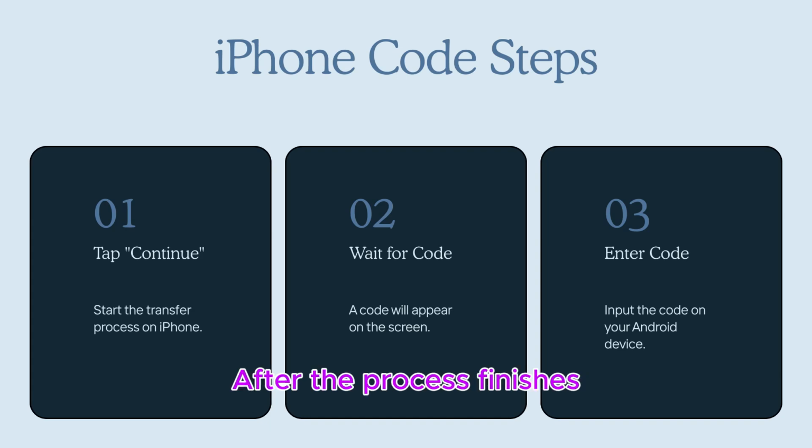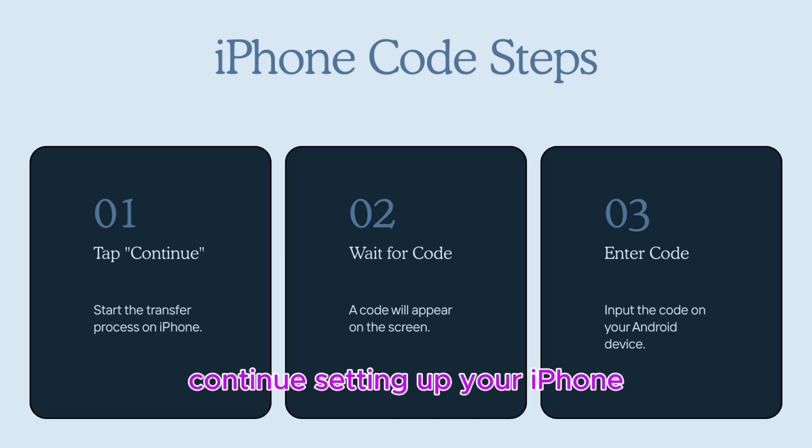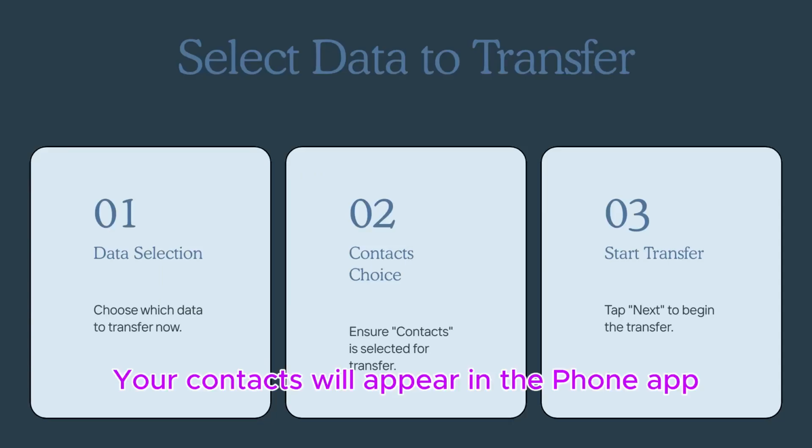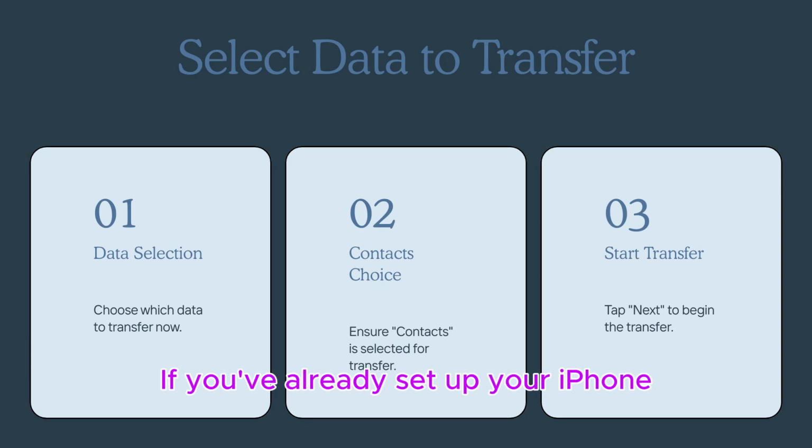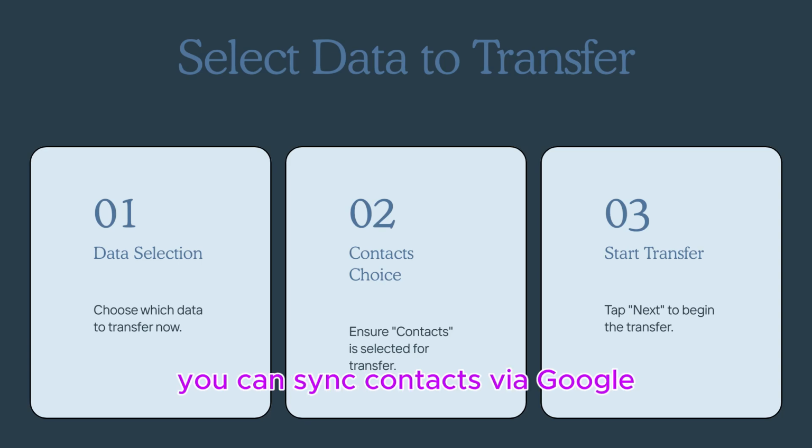After the process finishes, continue setting up your iPhone. Your contacts will appear in the phone app. If you've already set up your iPhone, you can sync contacts via Google.